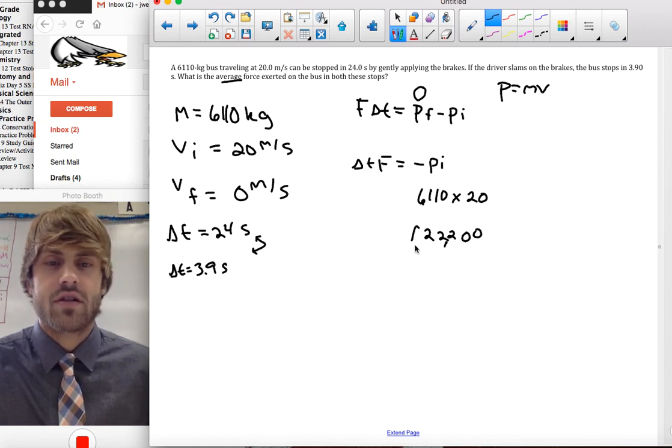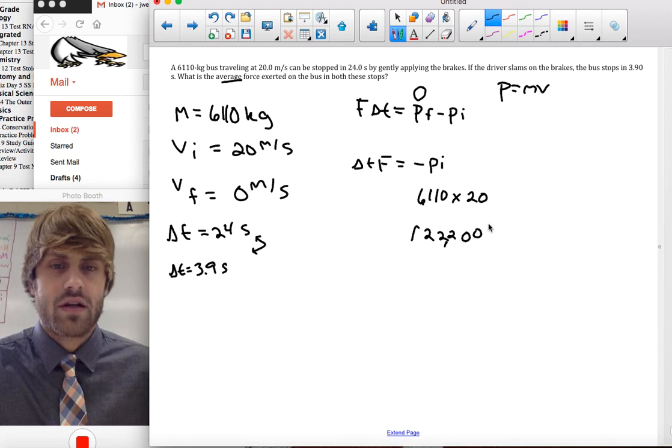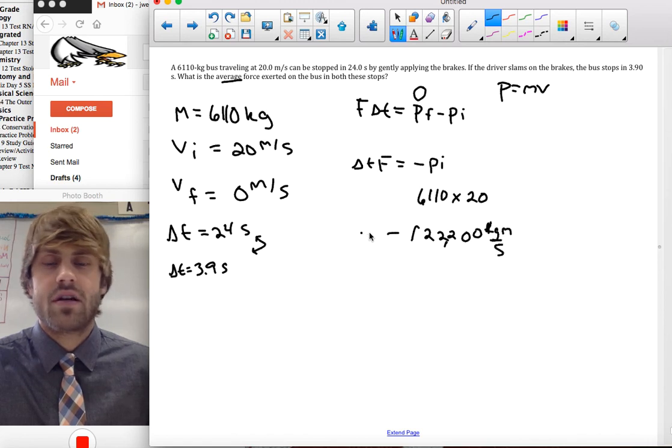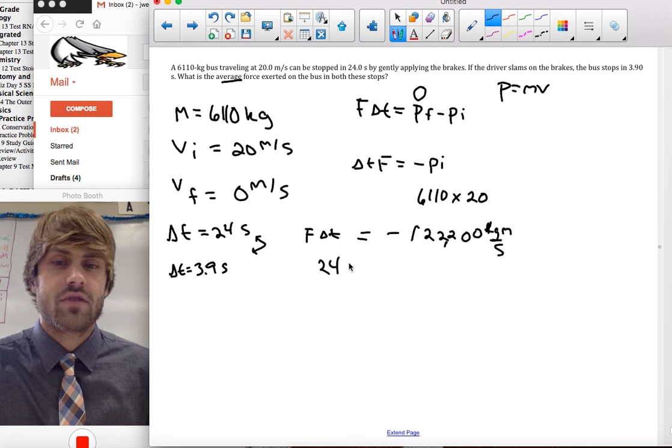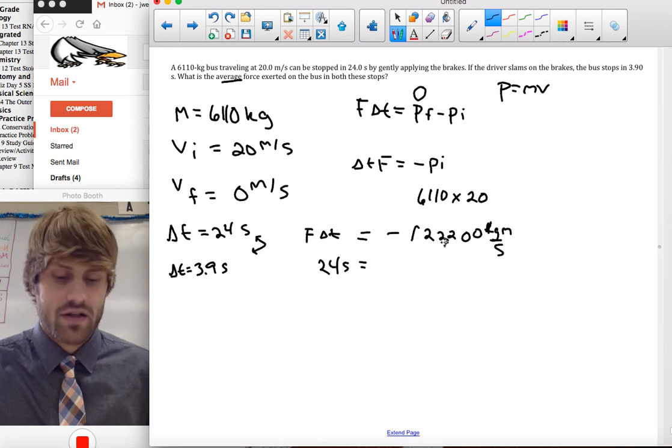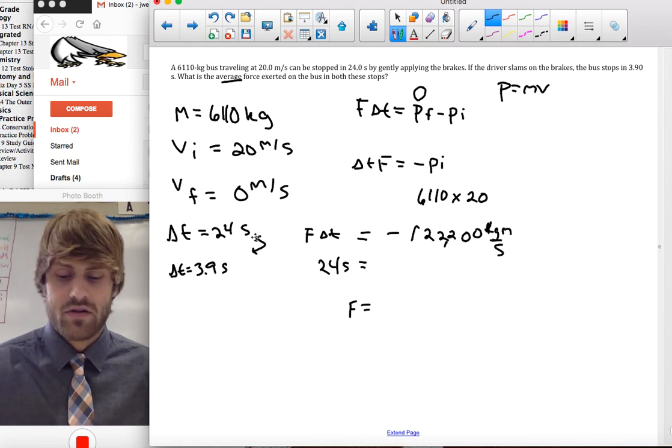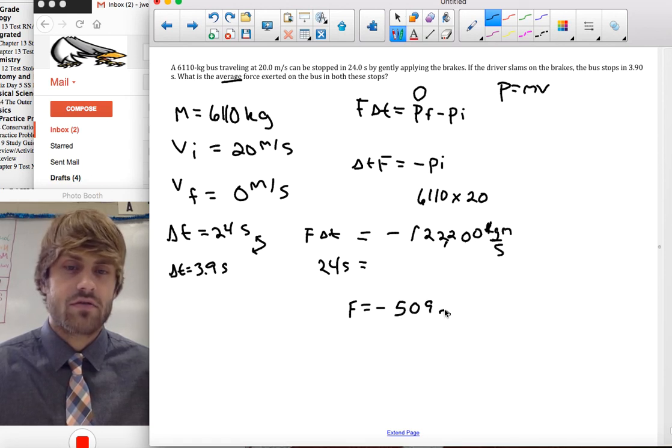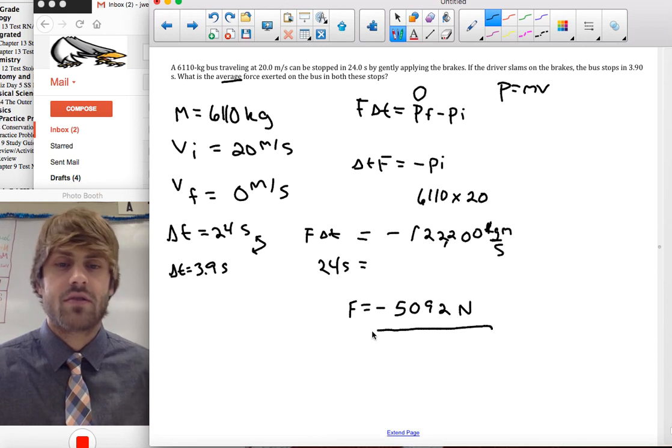Sorry, that one looks terrible. And that would again be in kilograms meters per second. And that is going to be equal to my force times my change in time. So I'm going to do this twice. For the first one, we'll just go 24 seconds. And I would take this and I would divide by 24. And I'm going to get a net force of negative 5,092 newtons. So that is going to be one of my answers.